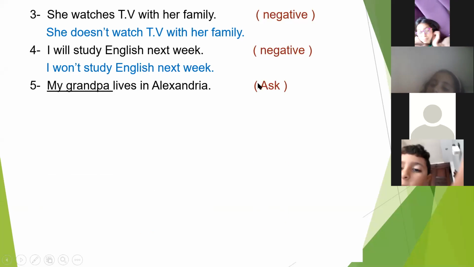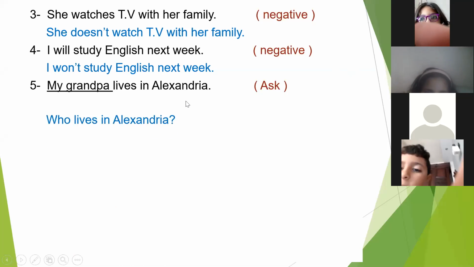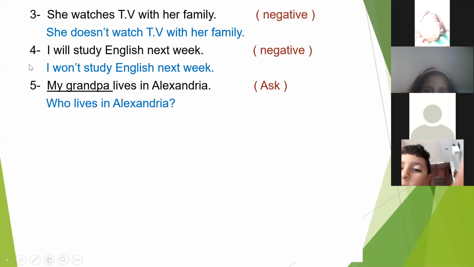Let's see number 5. My grandpa lives in Alexandria. You have here the answer in the beginning of the sentence. What should you do here? You have people. And to ask about people, what should you put? Who? Excellent. Who lives? I will not change the verb. Who lives in Alexandria? Because the subject comes in the beginning of the sentence.